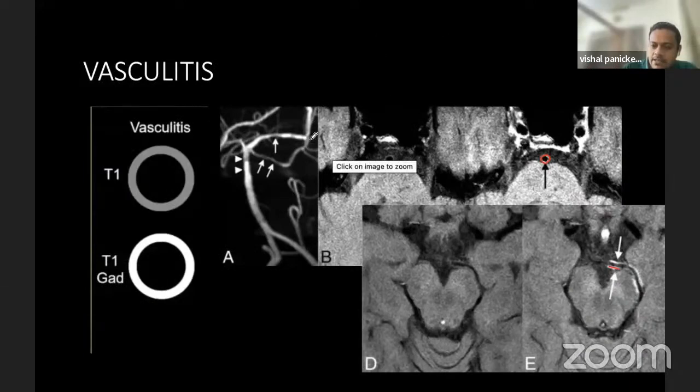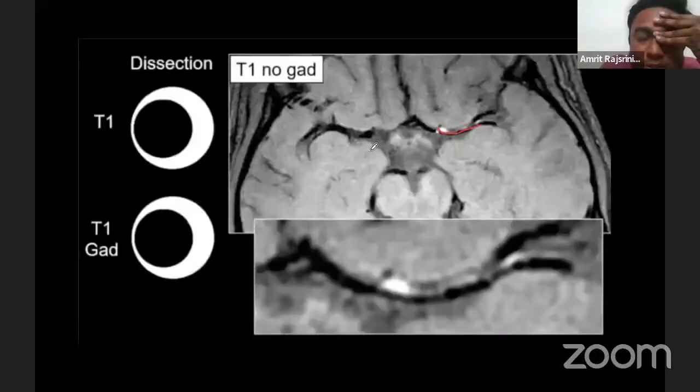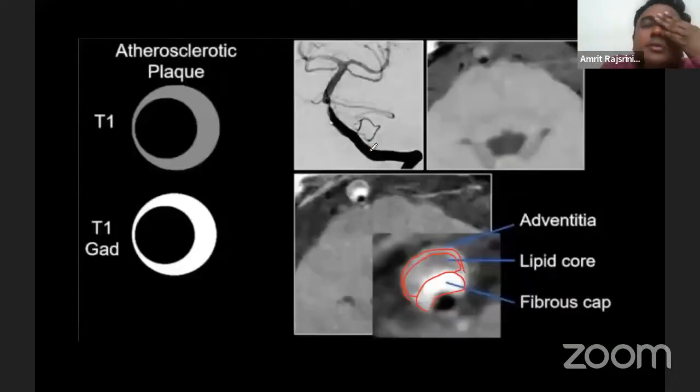In eccentric enhancement, the differential diagnosis will be dissection. In dissection, there will be T1 hyperintensity also, on non-contrast imaging. And if it is atherosclerosis, a layered appearance will be there, like fibrous capsule hypointensity, and adventitial hyperintensity will be there. So the adventitial hyperintensity is because of what? The peripheral enhancement. Peripheral vasa vasorum.